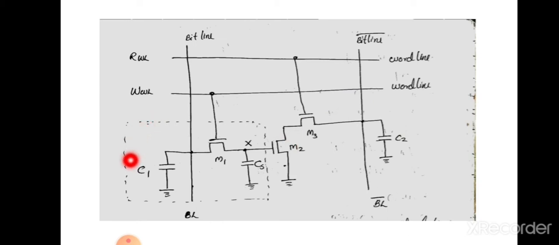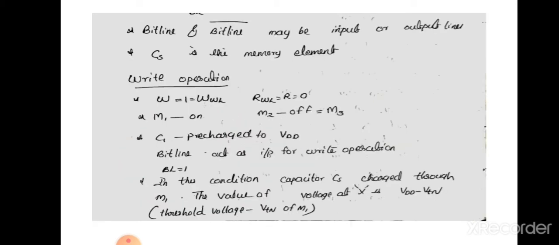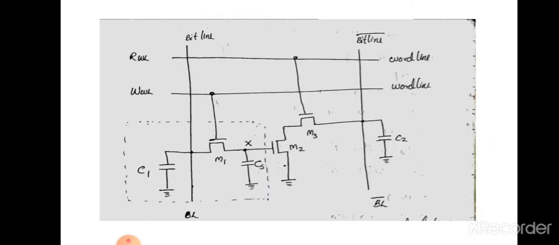So first of all, let us concentrate on this section. For write operations, what is the condition? We know that in the case of write operations, word line W should be 1. So in order for writing to take place, the W line should be 1. What will happen when W equal to 1? When W equal to 1, this M1 will be on because it is connected to the gate of an NMOS transistor. So this will be on.